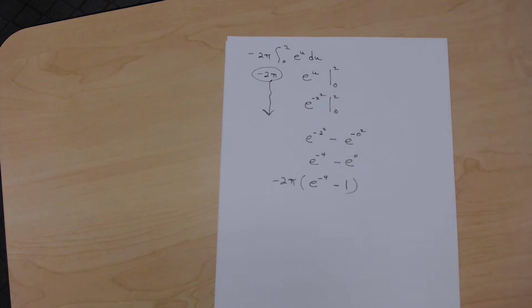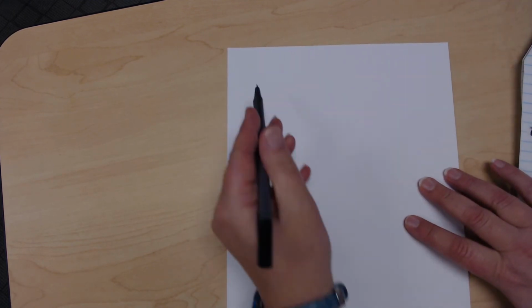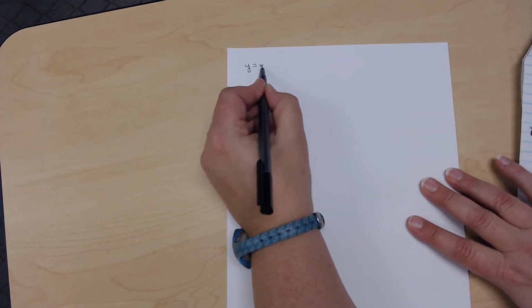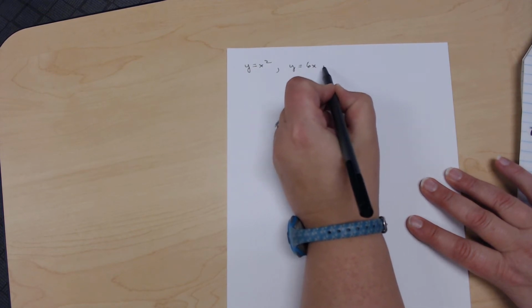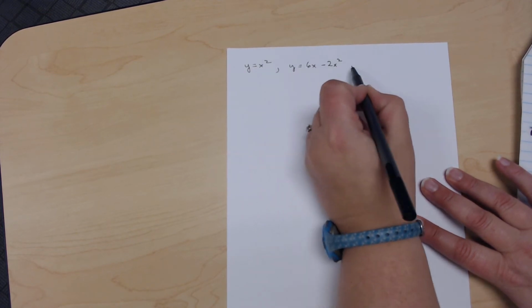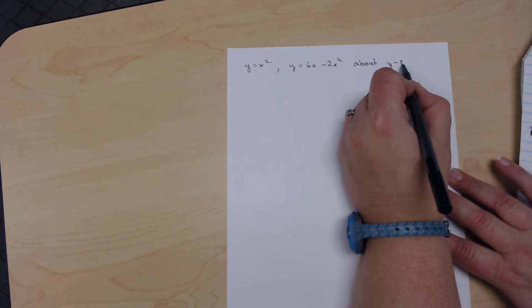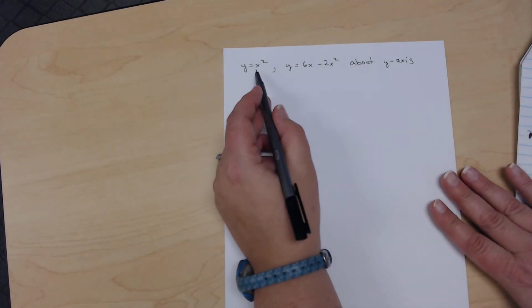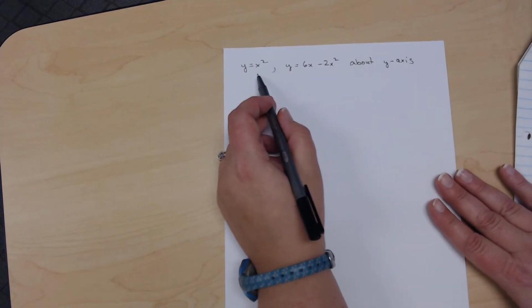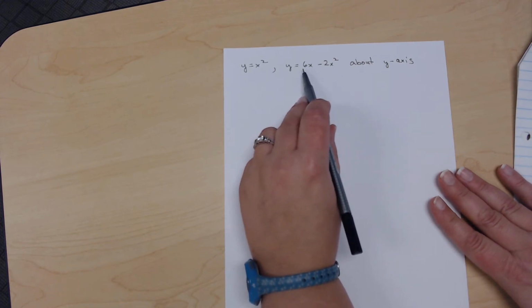Okay, so now let's change it up just a little bit. We're going to look at y equals x squared and y equals 6x minus 2x squared, and we're going to go about the y-axis. Okay. All right, so this one we know what it looks like, and again, if you just use your calculator, go for it.